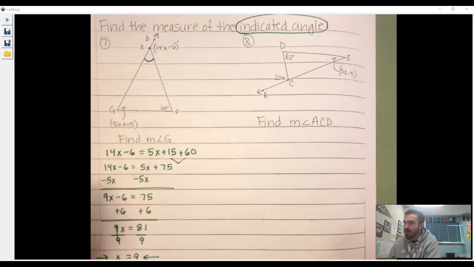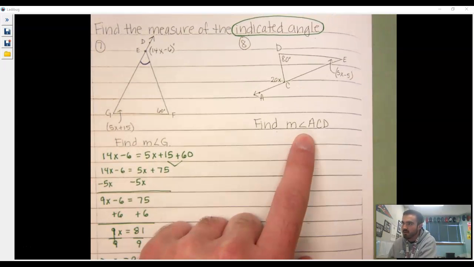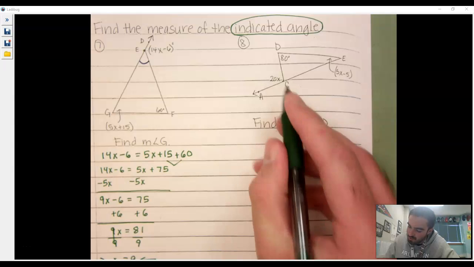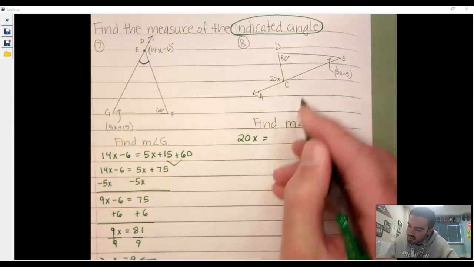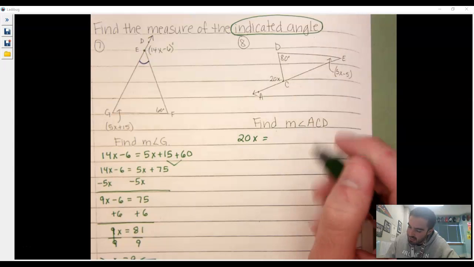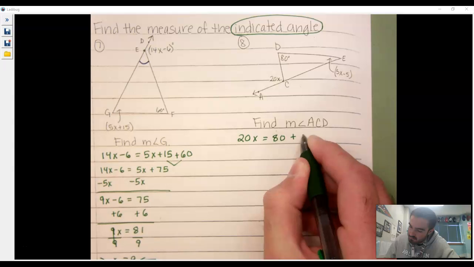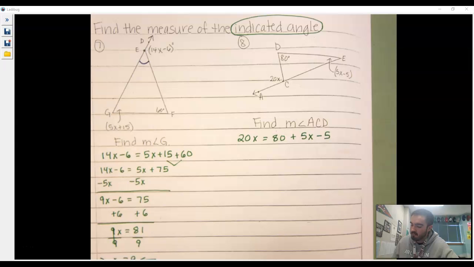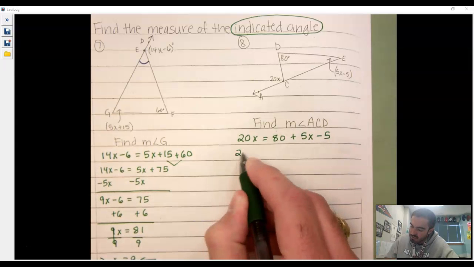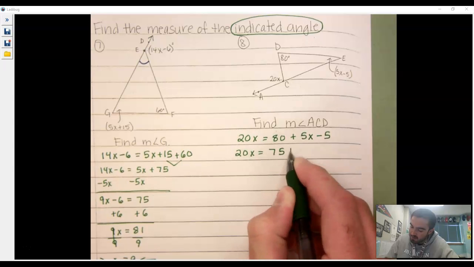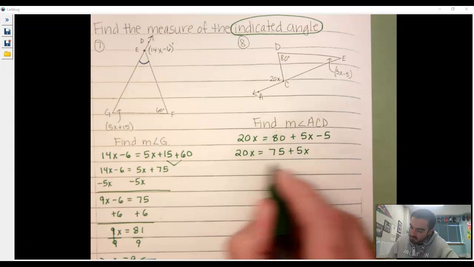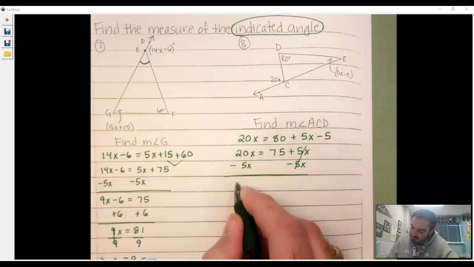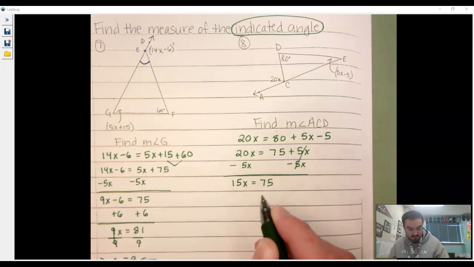Okay, number 8. Same idea. We're still trying to find a measure of an angle, but we need to solve for x first. Okay, so let's do that. Our exterior angle is 20x, which equals the sum of our remote interior angles, 80 plus 5x minus 5. We would combine like terms. 20x equals 75 plus 5x. Subtract 5x on both sides, because I want all my x's on one side. I'd get 15x equals 75.